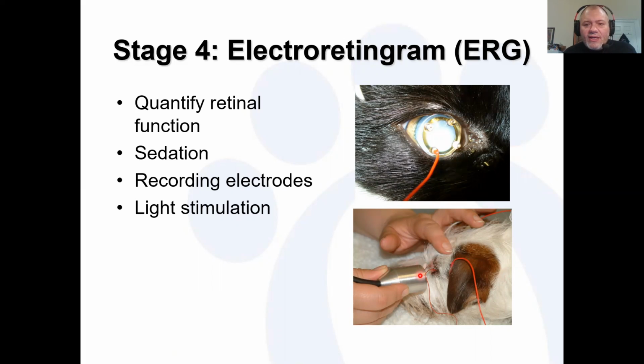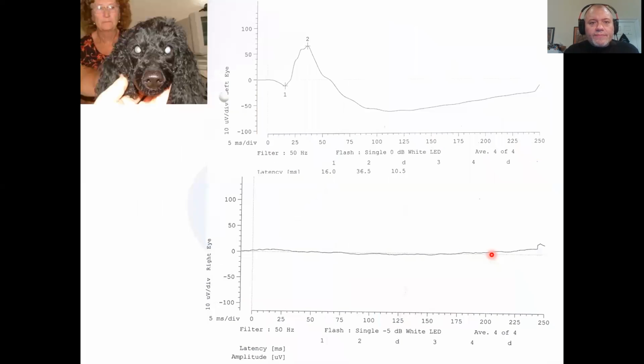We flash lights in the eye, and we pick up the electrical activity recorded by the retina. Following this, we'll also do a visual evoked potential. So we'll actually record with electrodes from over the occipital cortex to see if we can get retinal activity recorded at the level of the brain, and that gives even more reassurance that these dogs or cats or rabbits will be visual afterwards.